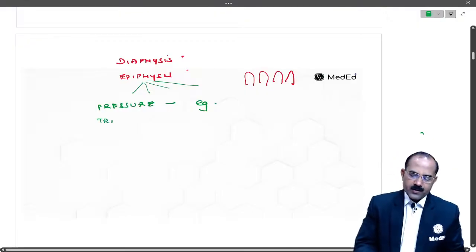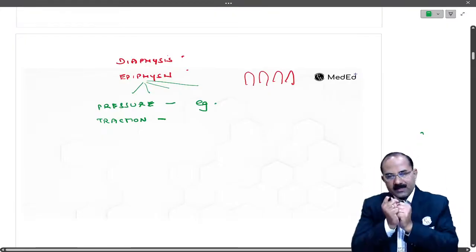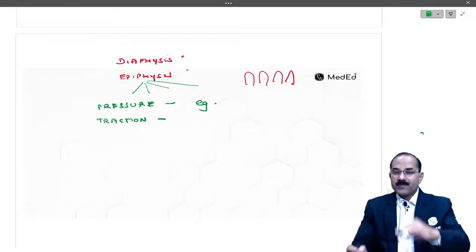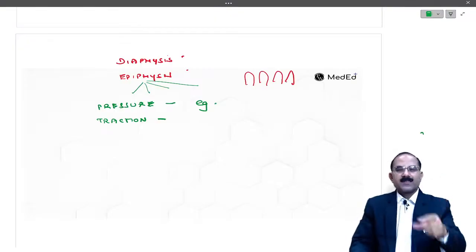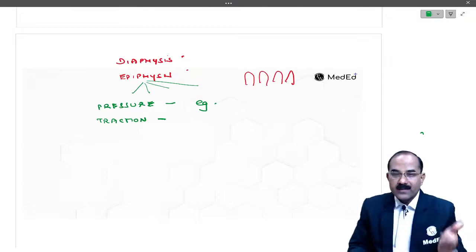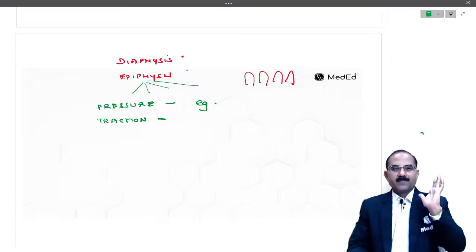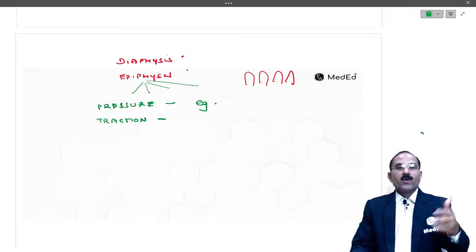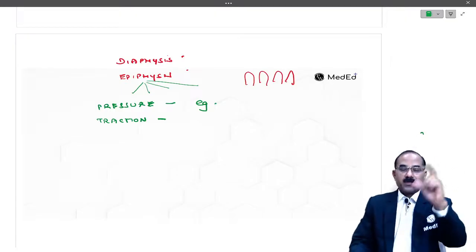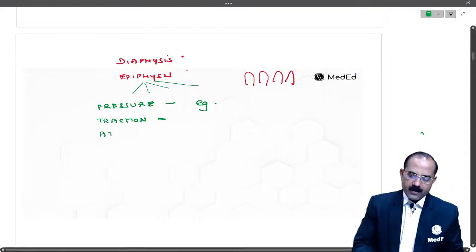Second is traction. Okay, tell me, what is traction epiphysis? Epiphysis formed due to pull of the muscles. The epiphysis which is formed by muscle pull is known as traction epiphysis. Examples are greater tubercle, lesser tubercle, greater and lesser trochanters of femur, the mastoid process, tibial tuberosity. So these are all examples of traction epiphysis. This is what is asked in MCQs also. The third one is atavistic.